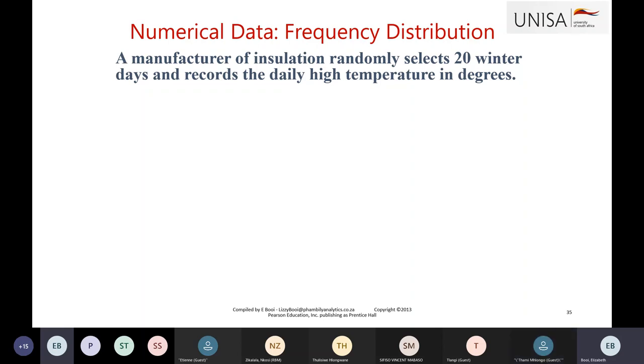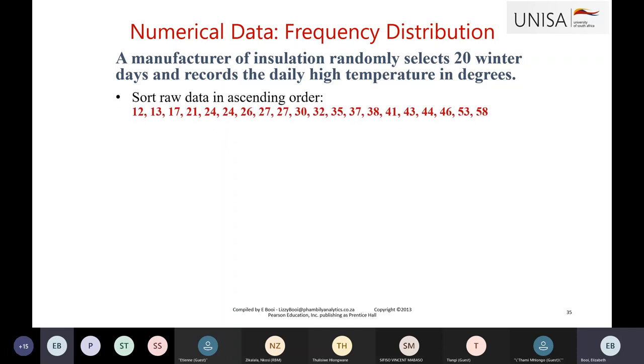So given, for example, we have a manufacturer of insulation who has selected 20 random winter days and recorded the highest daily temperatures in degrees. And these are the temperatures. In this, my data is ordered from lowest value to highest. My lowest value is 12, my highest value is 58. So now, based on this information, I need to first calculate the range of the data. I need to know from my smallest value to my highest value what is the distance, which is the range.